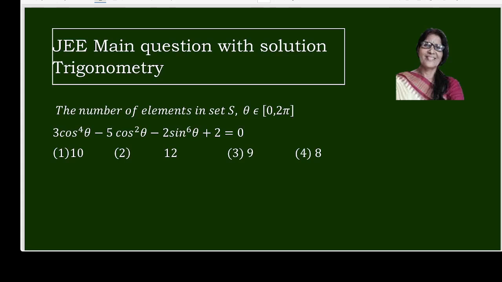Hello friends, today I have taken a question from JEE Main. It is based on the solution of a trigonometric equation. The number of elements in set S, where theta belongs to the closed interval 0 to 2 pi, 3 cos^4 theta minus 5 cos^2 theta minus 2 sin^6 theta plus 2 equals 0. That means you have to find how many solutions. Options are 10, 12, 9, 8.